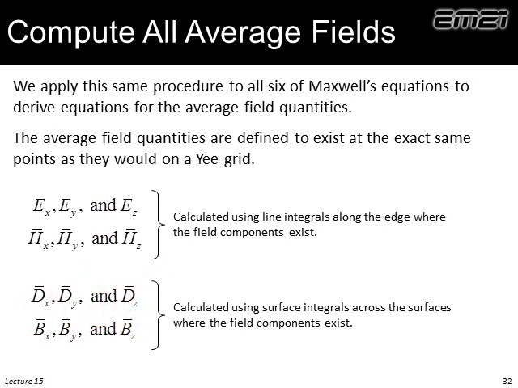So at this point, once we know the field throughout the unit cell, in fact, we really only need to know it on the perimeter of the unit cell, then we do our averaging to calculate those field quantities that'll be in the exact same positions that they would be in a Yee grid cell.